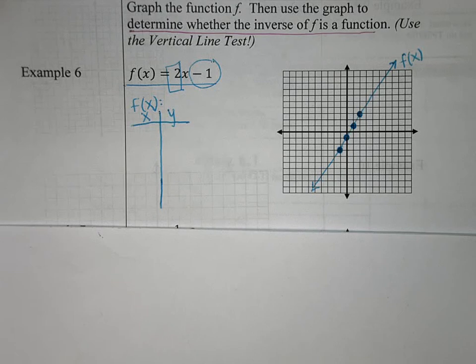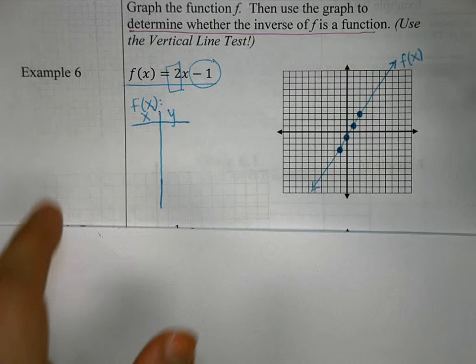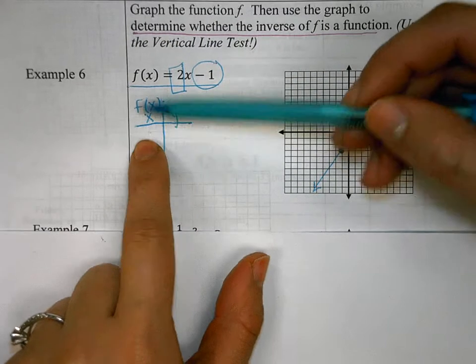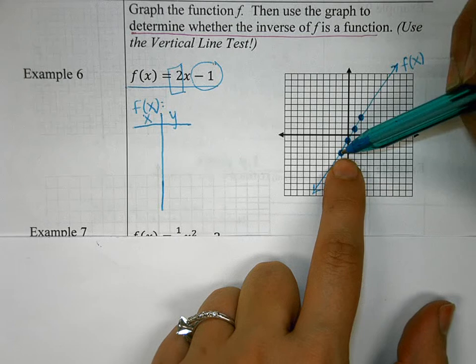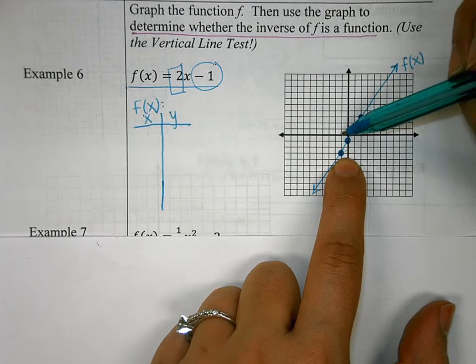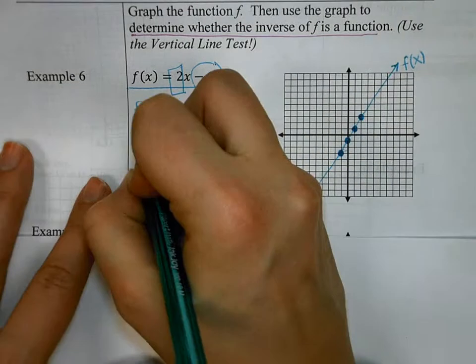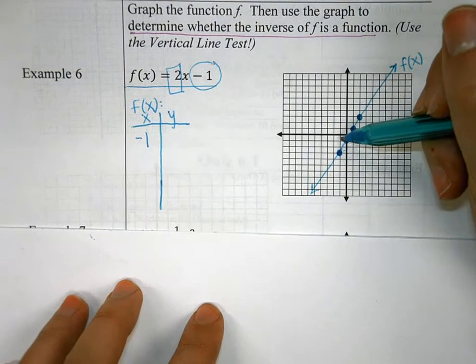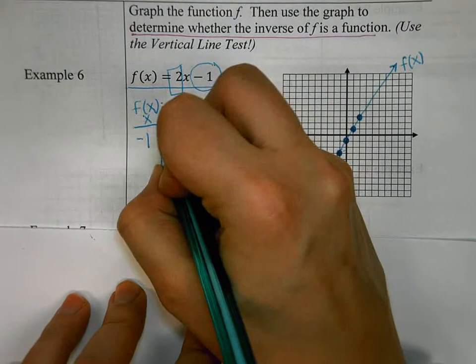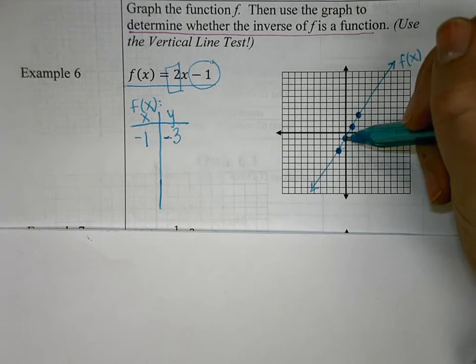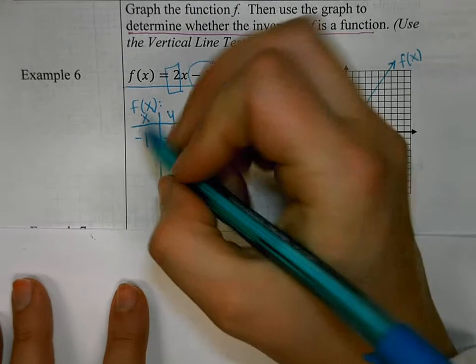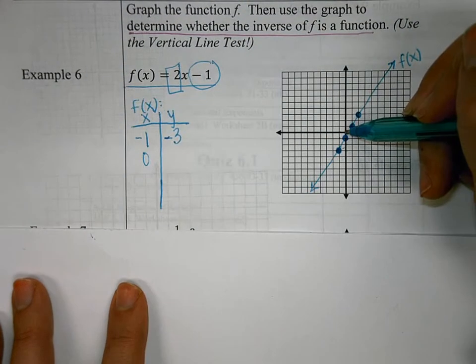Kind of, yeah. So what we want to do on our t-chart is for each x, we're going to put the corresponding y. So, for example, my very first point, the x is -1. The y is -3. For my middle point, the x is 0. What's the y? -1.